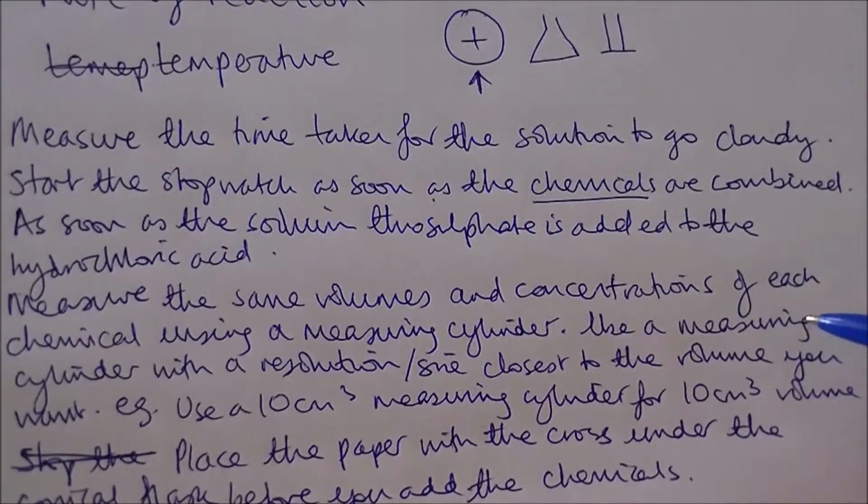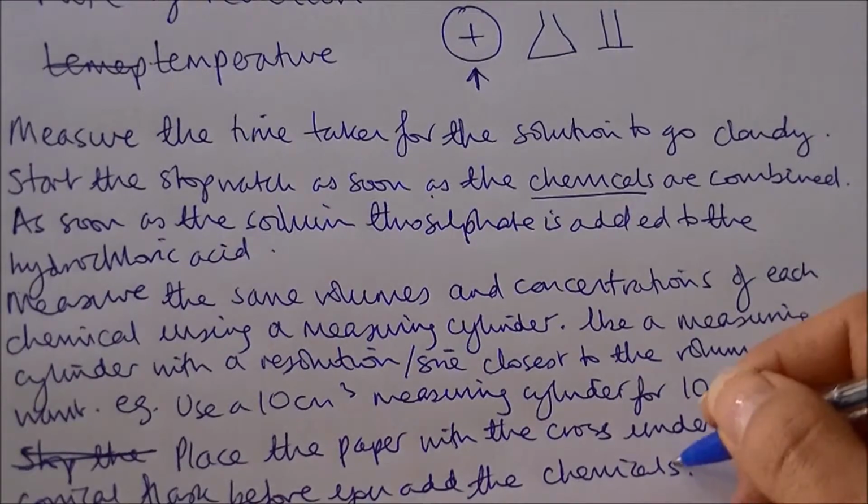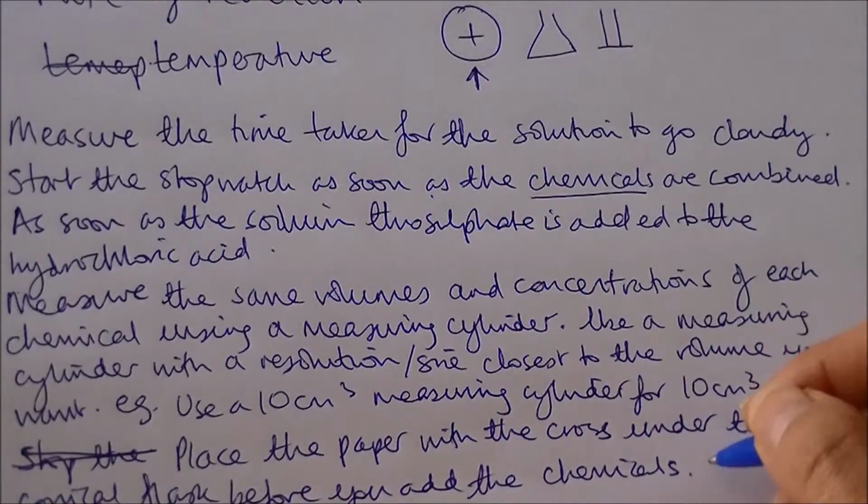So measure the same volumes and concentrations of each chemical using a measuring cylinder. Use a measuring cylinder with a resolution size closest to the volume you want. E.g., use a 10 centimetre cubed measuring cylinder for 10 centimetre cubed volume. Remember, I've not used the word amount anywhere. Place the paper with a cross underneath the conical flask before you add the chemicals. Doesn't matter which order you add the chemicals in, as long as you don't add them together until you're ready to start your stopwatch. But they've got to be at different temperatures, so how are we going to do that?